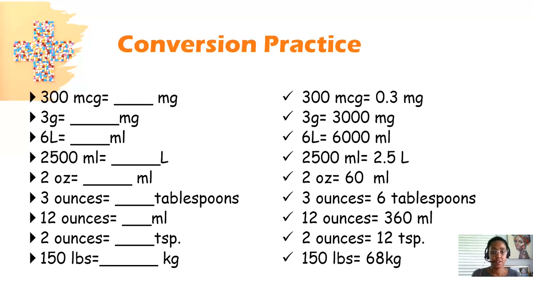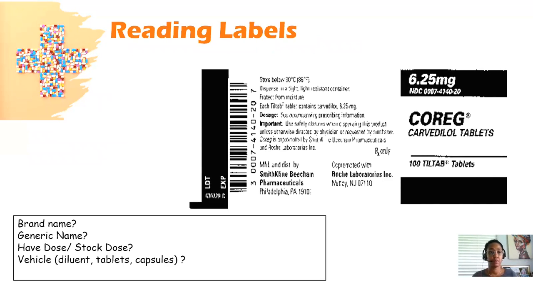All right, so now let's get into some reading labels. We want to know how to read medication labels so we could give our meds. Okay, so now here's a label. Some key important things to remember in reading medication labels is most meds have brand names and generic names. And when you get into pharm, you're going to see how important the generic name is because it kind of points you to the class of medication.